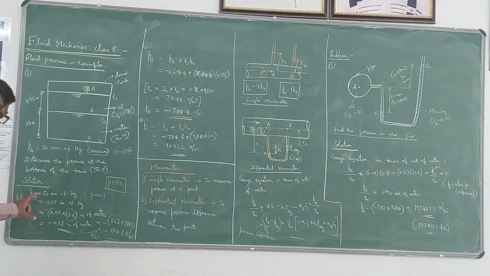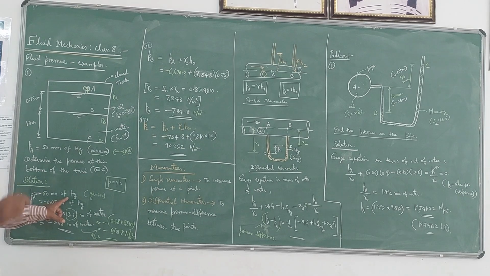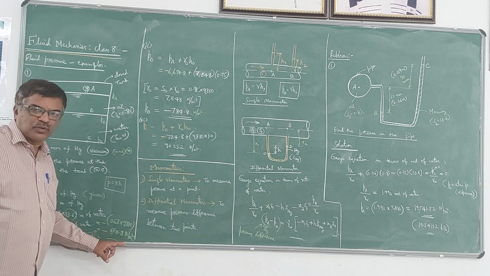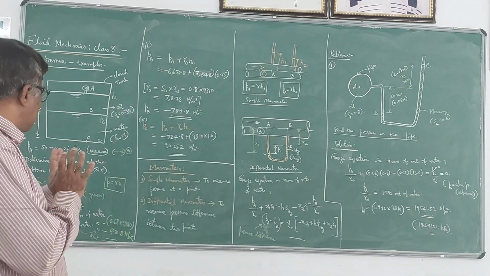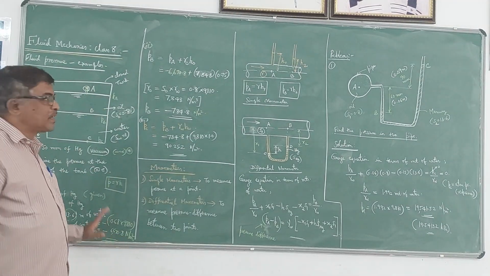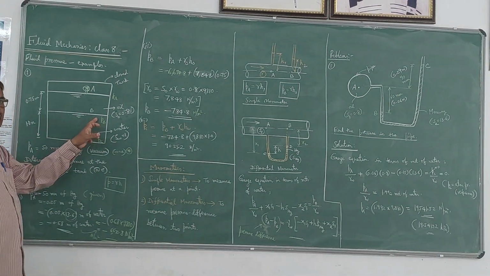So the pressure at A, 50 mm of mercury vacuum given, is the same as minus 6670.8 Newton per meter square of water. So I have converted pressure in terms of mercury to in terms of water, that too in Newton per meter square or Pascal. Now next step I am going to calculate the pressure at B, PB.